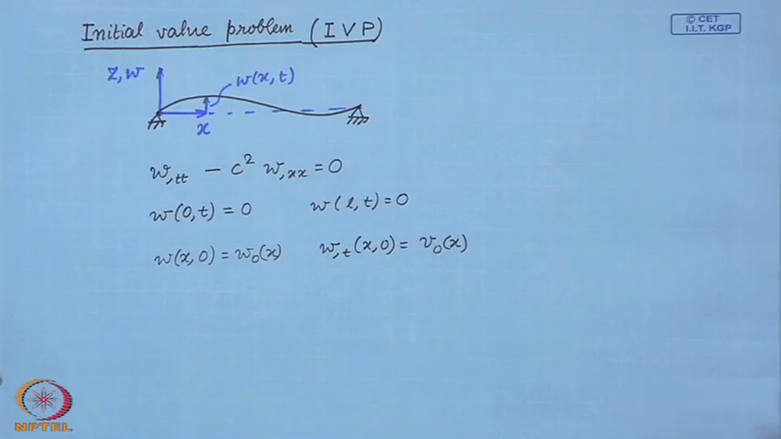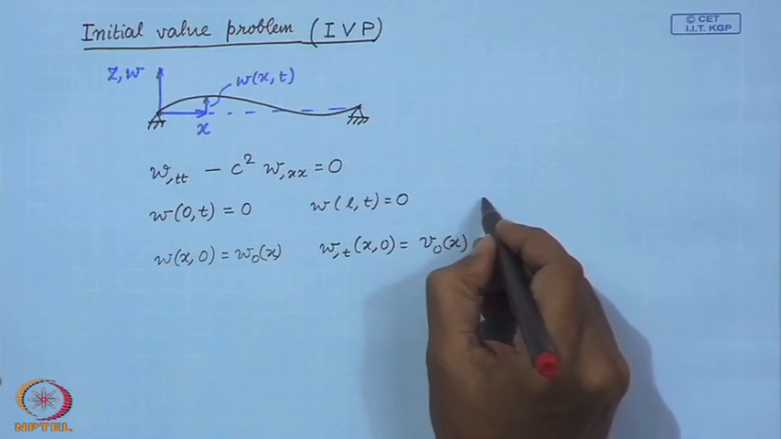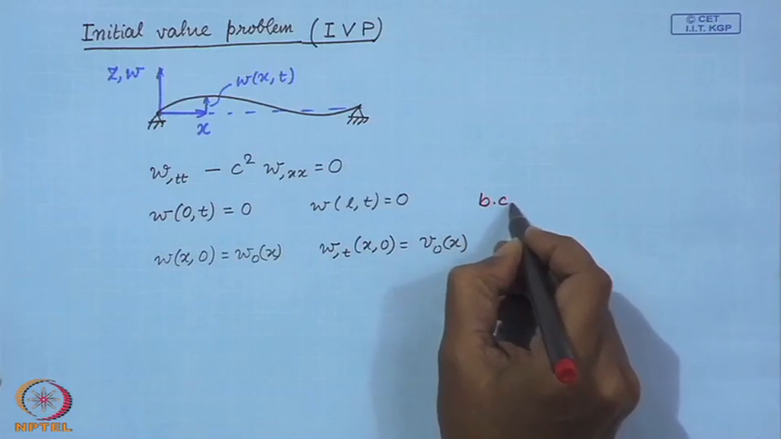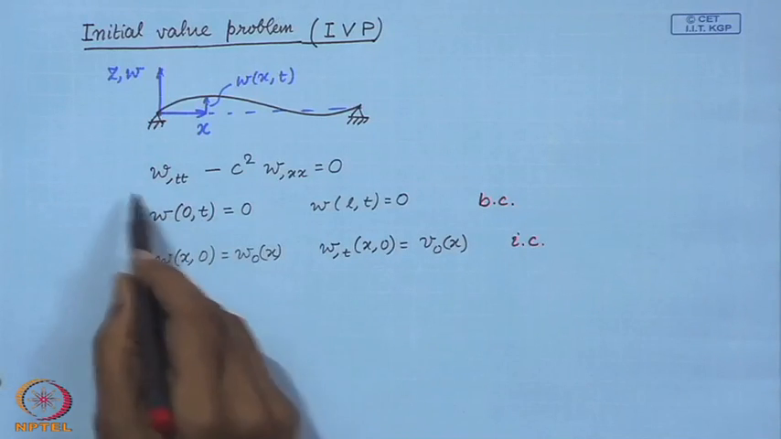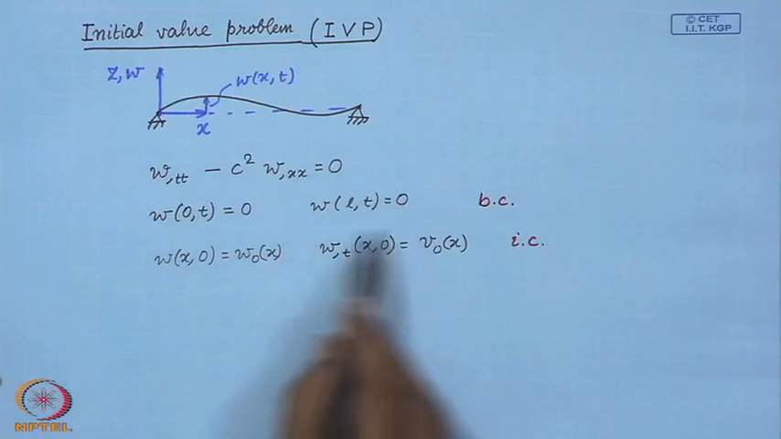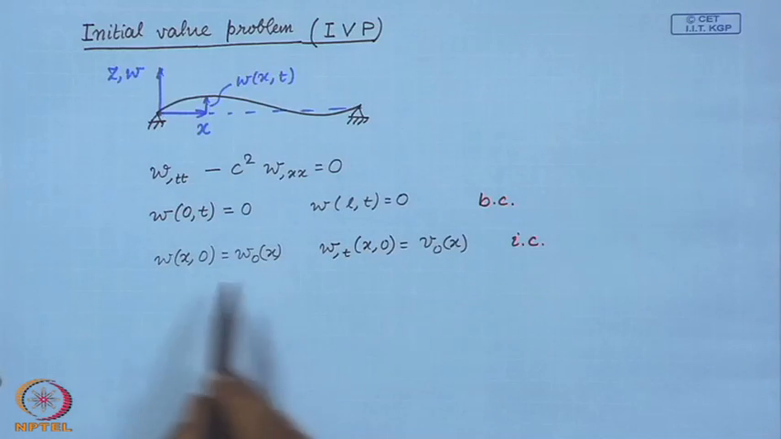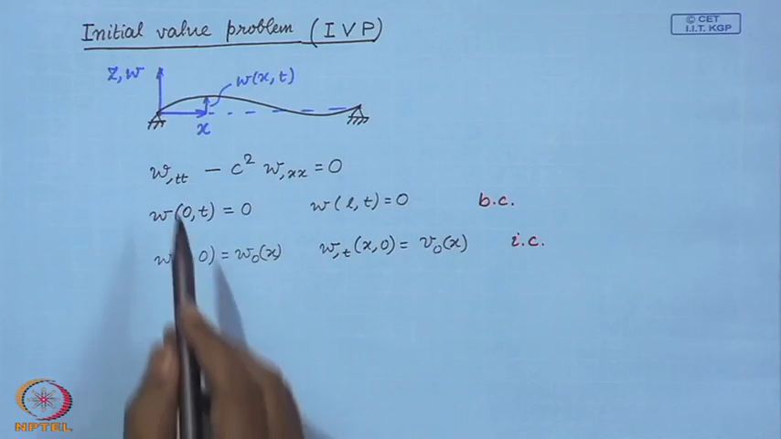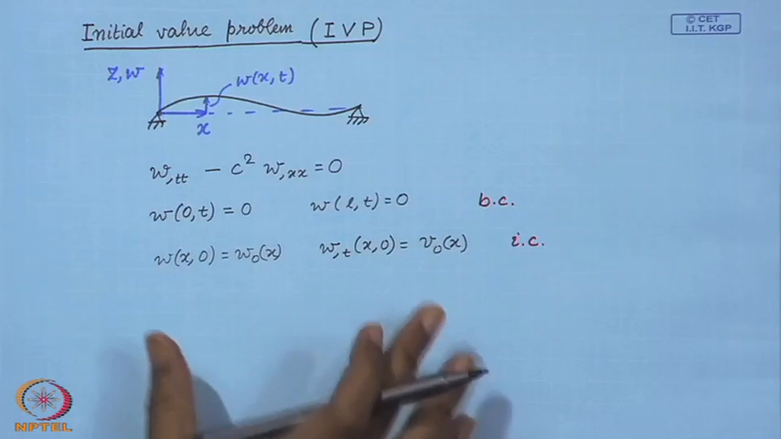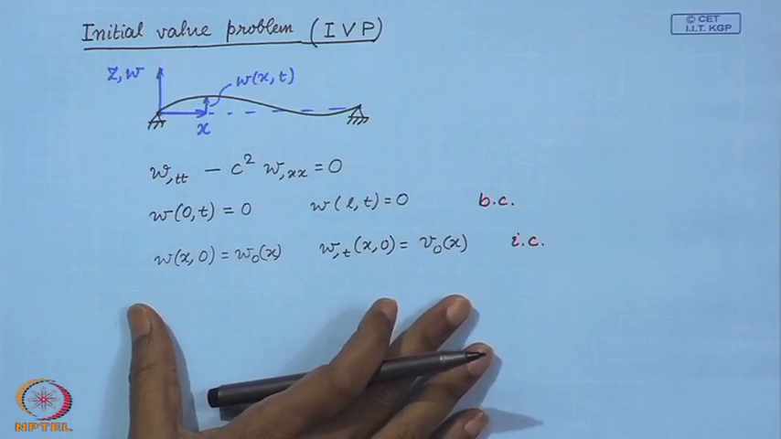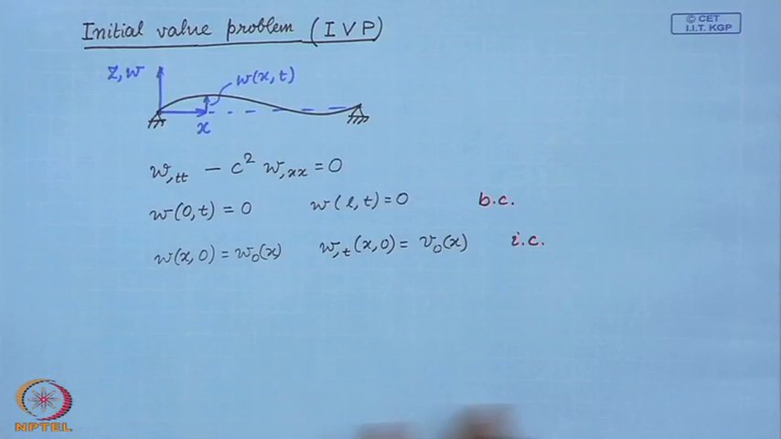So, given this system described by this equation of motion, these boundary conditions and these two initial conditions, how will the system evolve as time progresses? So, this is the central problem in the initial value problem.